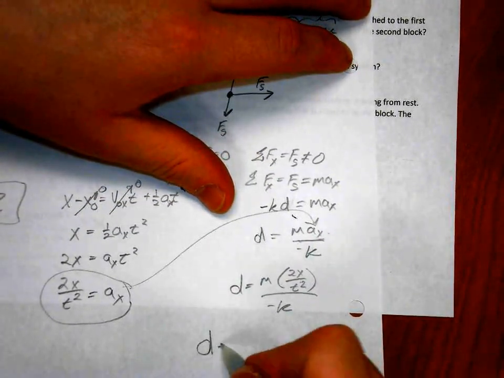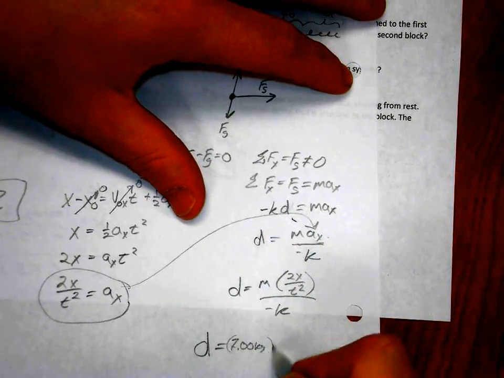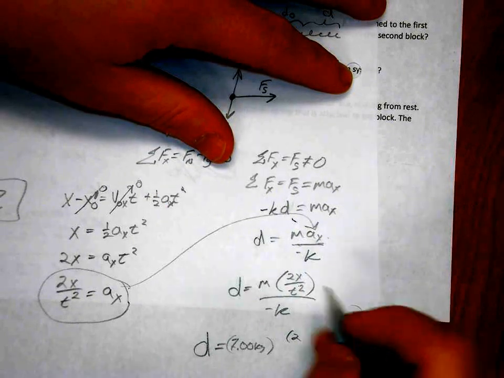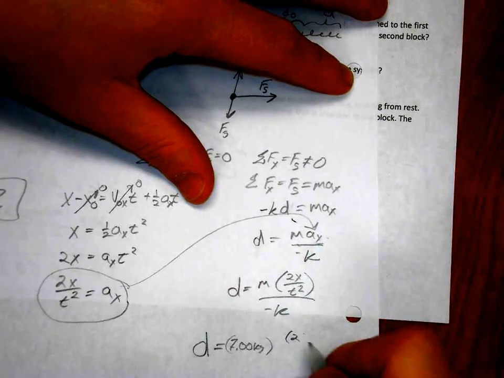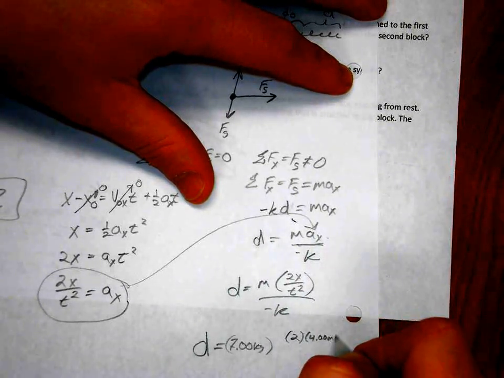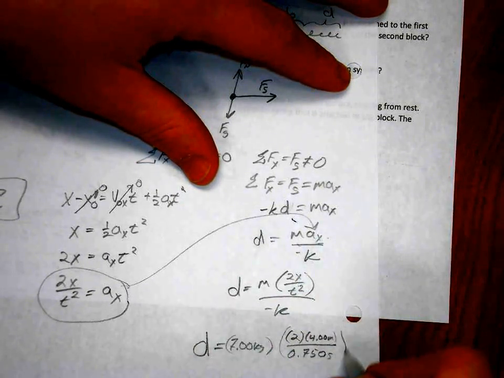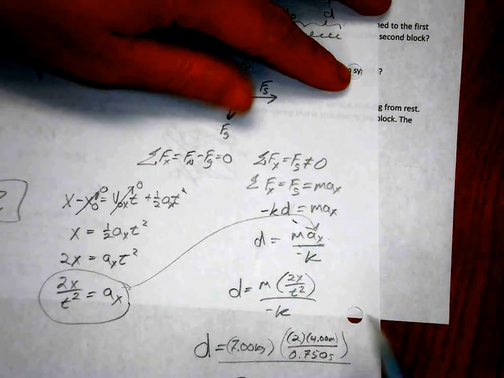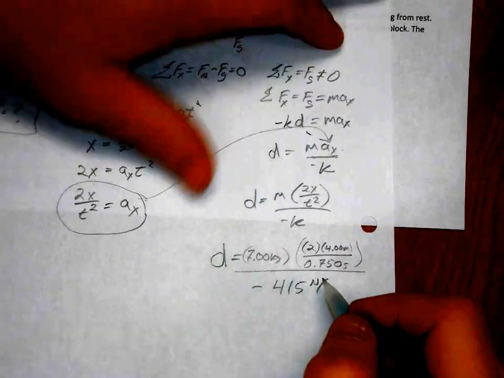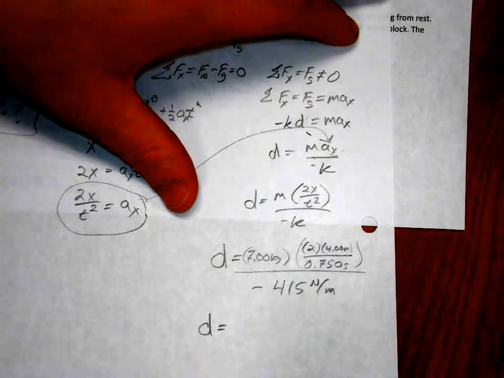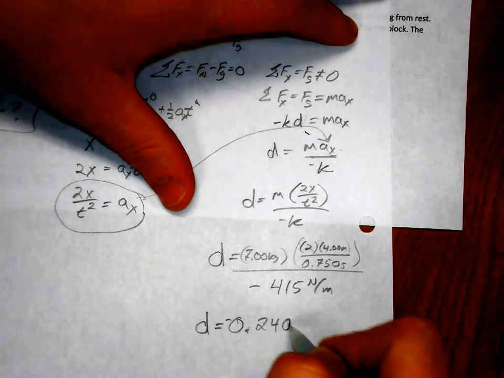So d then is equal to mass, which is 7.00 kilograms, times 2 times x, which is 2 times 4.00 meters, over t squared, 0.750 seconds squared, all over negative 415 newtons per meter. Oops, sorry. So then d, once you calculate that out, equals negative 0.240 meters.